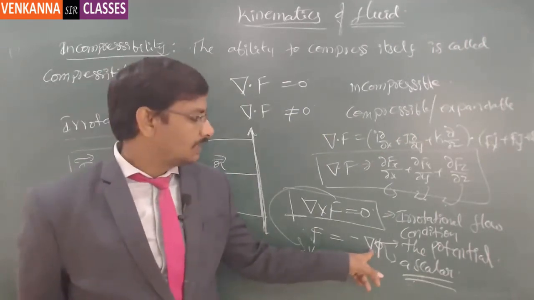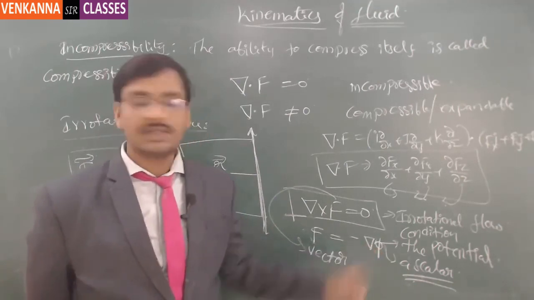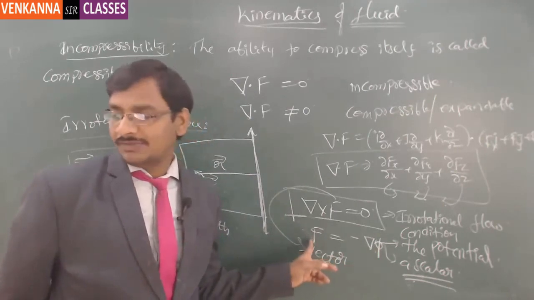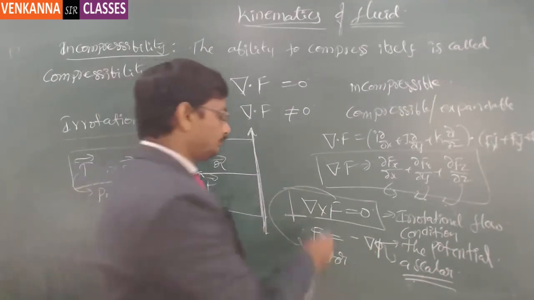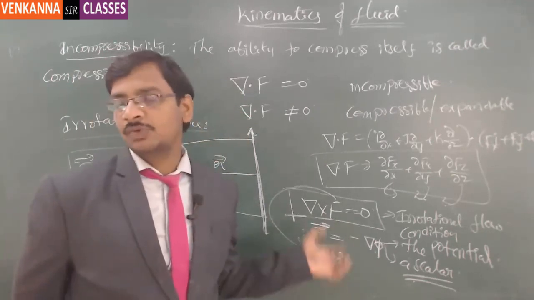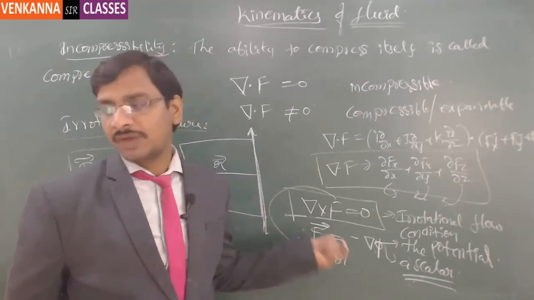If you take the space derivative of the function phi, then what you are going to get is the fluid field F. So this is a vector. This divides the fluid flow analysis into two different ways, and this will give a convenient way of analyzing.